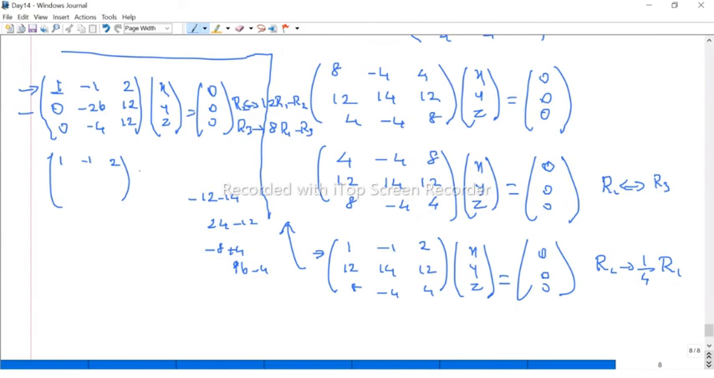So better I take only this matrix, okay? So don't write this x, y, z. Finally, I will take the R2 row. What I am going to do is multiply minus 1 by 26 to the second row. So what we will get here: 0, here it becomes 1, and this is minus 12 by 26. How much? 12 by minus 26.